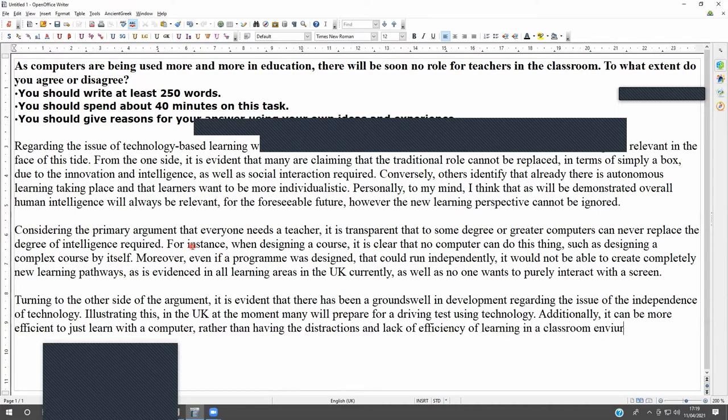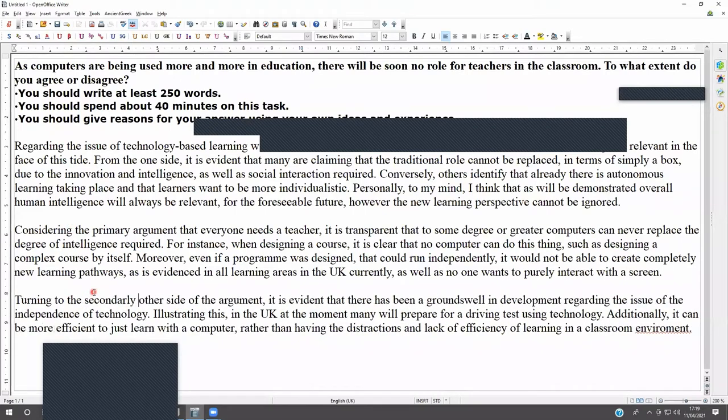Normally what I like to do is make it 75% one argument, 25% the other. So primary and secondary: the primary argument, then turn to the secondary other side of the argument. So additionally, it can be better than having the distraction and lack of efficiency of learning in a classroom environment.